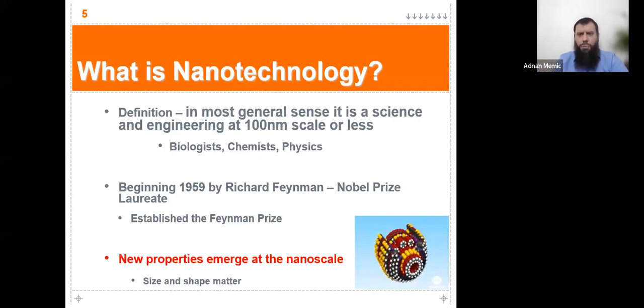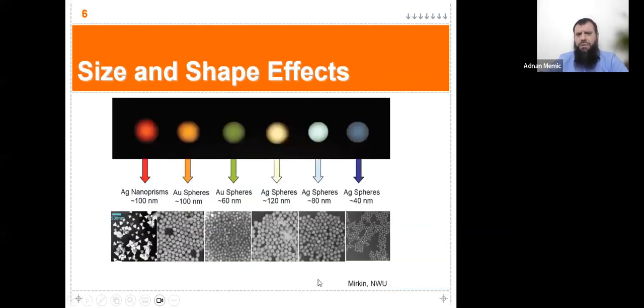You have a lot of other Nobel Prizes, like for AFM, that were really based on nanotechnology. And you could start to see that new properties emerge at the nanoscale. You will see that the size of a particle and the shape of the particle all play a very important role. And this is the famous slide that Chad Mirkin from Northwestern always likes to present.